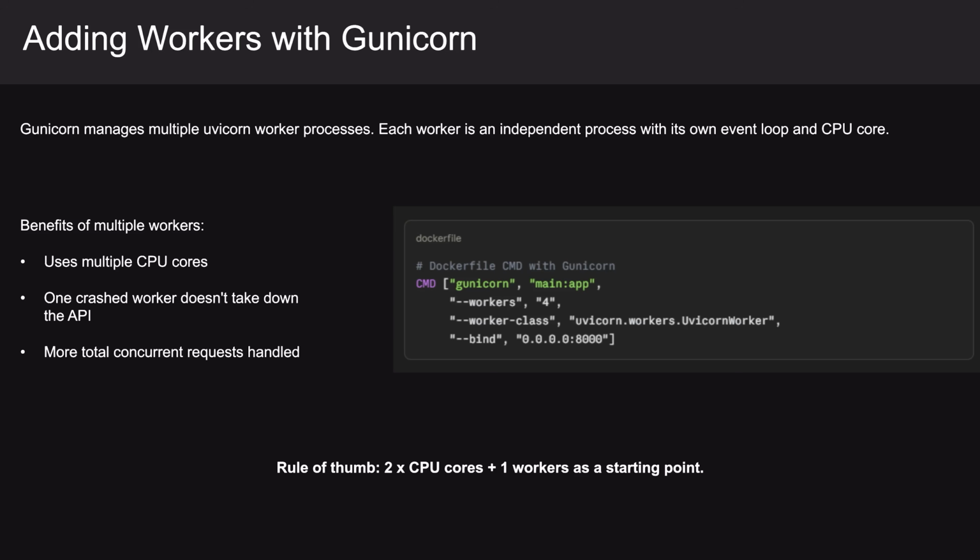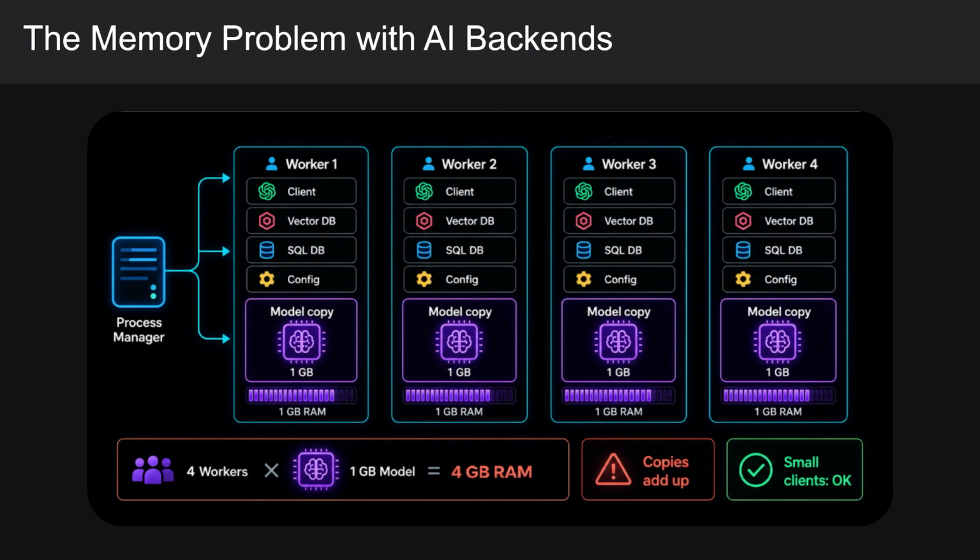The rule at the bottom, start with 2 times your CPU count plus 1. A 2-core instance gets 5 workers. A 4-core instance gets 9. But for AI backends, this rule needs adjusting because of memory. Look at the diagram. The process manager spins up 4 workers. Each worker is completely independent. Look inside each one. Client, vector DB, SQL DB, config, and a model copy at 1 GB. Every worker loads its own full copy of the model.